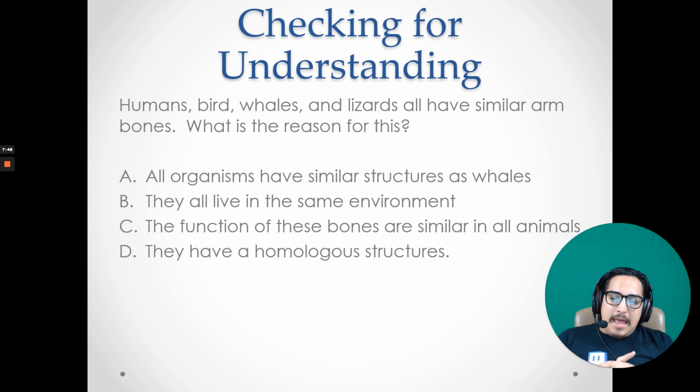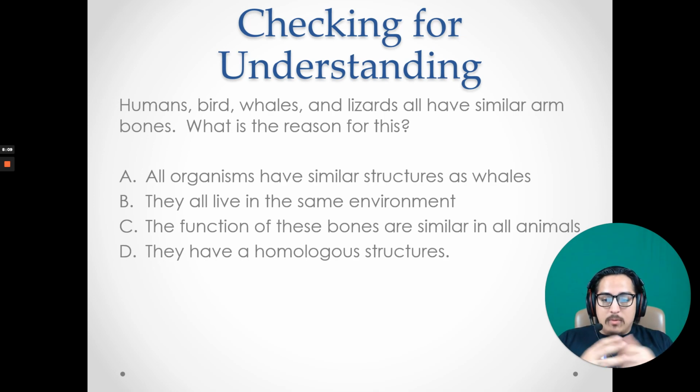Let me read them to you. A, all organisms have similar structures as well as whales? No, because it says all organisms. That is not true. A worm is an organism. A plant is an organism. A plant doesn't even have bones. B, they all live in the same environment. Do you live underwater? Because the whale does. You don't. So no.